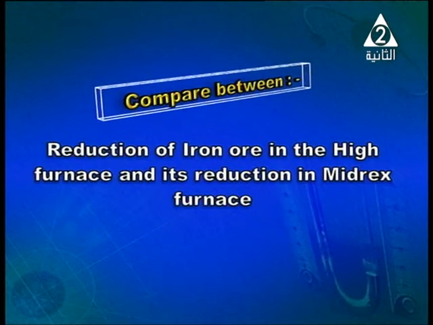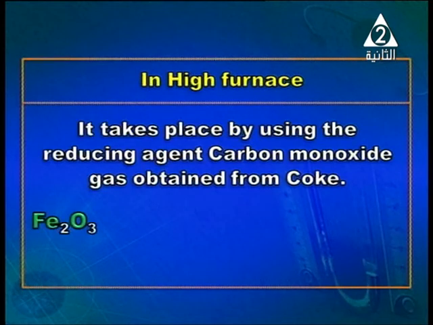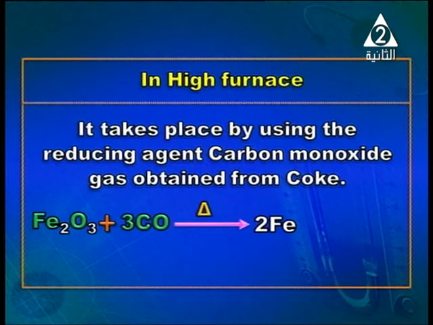Compare between the reduction of iron ore in the blast furnace and its reduction in Midrex furnace. In the blast furnace, it takes place by using the reducing agent carbon monoxide gas, which is obtained from the coke. Hematite Fe2O3 reacts with 3 carbon monoxide to give 2 iron with 3 carbon dioxide gas.